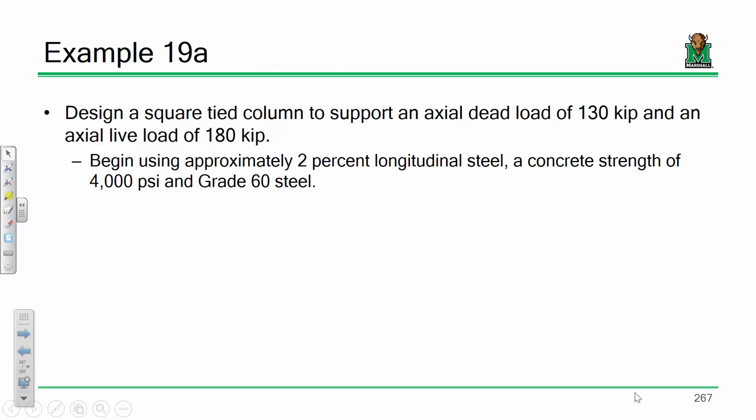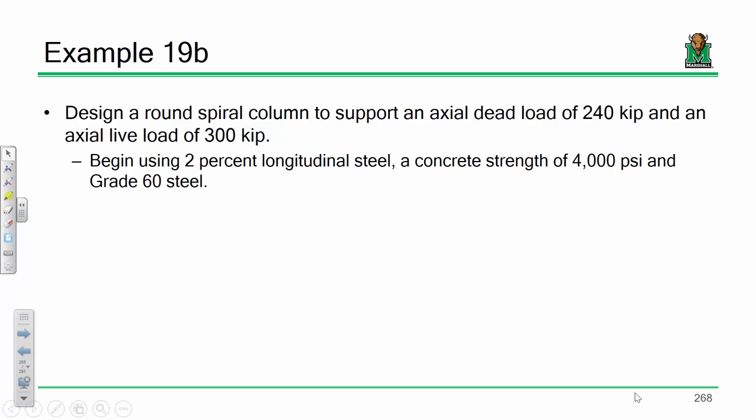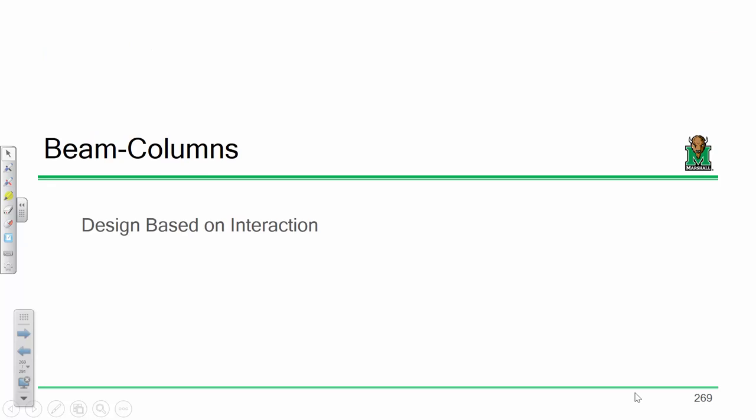So we're going to do two examples on Wednesday. Here's a column design example for a square column. Here's a column design example for a circular column. And then after that, we'll be in our last official topic of the semester, which is beam columns.